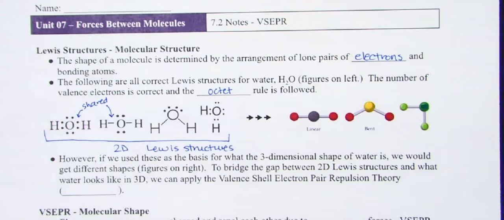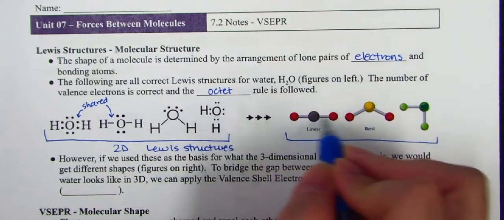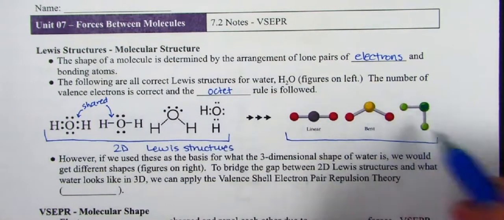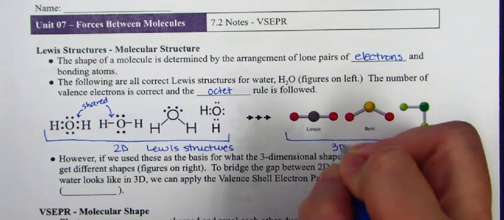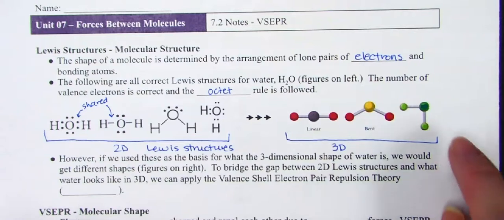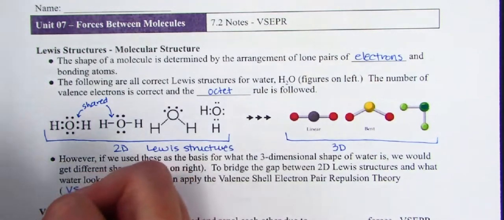However, if we tried to use these as the basis for what water looks like three-dimensionally, we would get different shapes. The first one might look like atoms in a line, this one looks like they're bent, and this one looks like it's at 90 degrees. So these 3D shapes are all different. To bridge the gap between the two-dimensional Lewis structures and what water actually looks like three-dimensionally, we have to use something called the valence shell electron pair repulsion theory, or VSEPR for short.